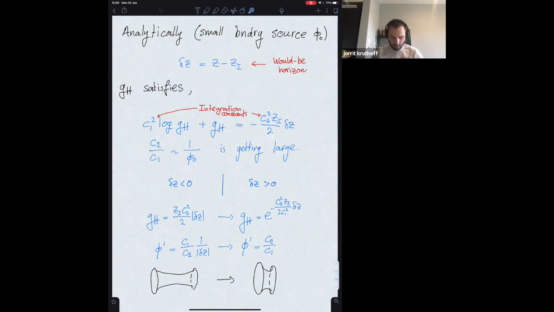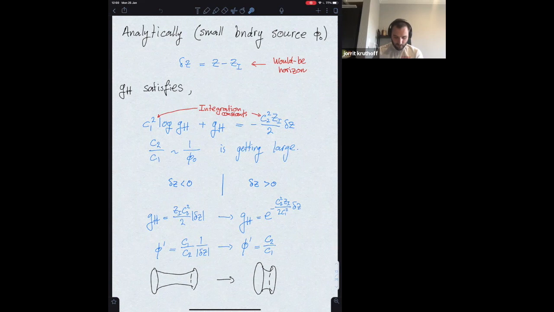But at large, and so this follows here from basically neglecting this logarithm compared to the GTT. But on the other hand, if delta Z is larger than 0, then this thing will be negative, and then you can neglect this GTT component, this term here, and you get that GTT is exponentially small. And so it goes from the linear behavior to an exponentially small behavior.